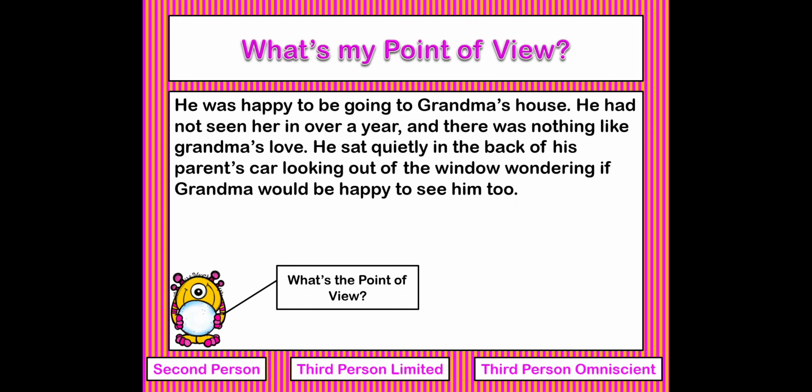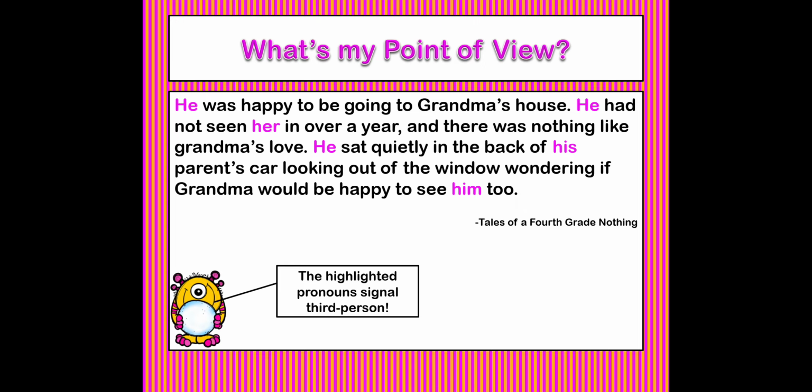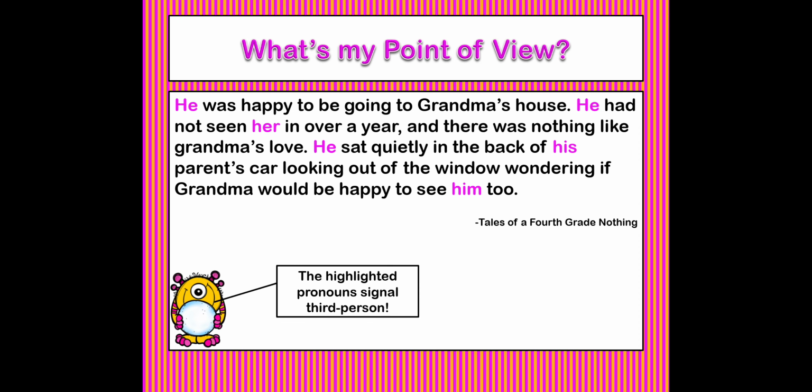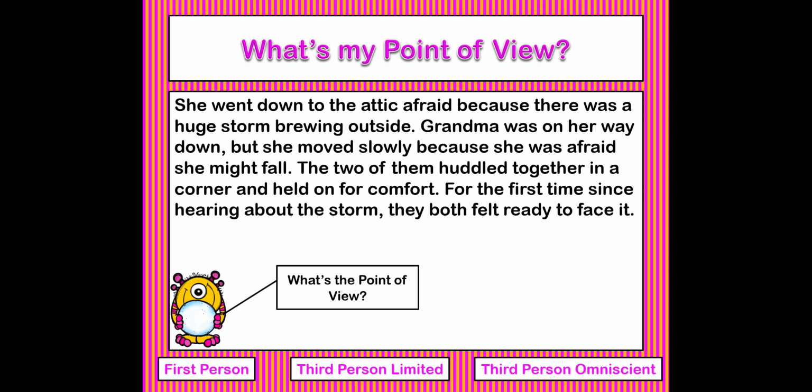What is the point of view? If you said third person limited, you are absolutely correct. We know that it is third person because it says the pronouns he, her, him, his. We know that it is limited because it only speaks on the thoughts or feelings of one character. Let's take a look at the next one.